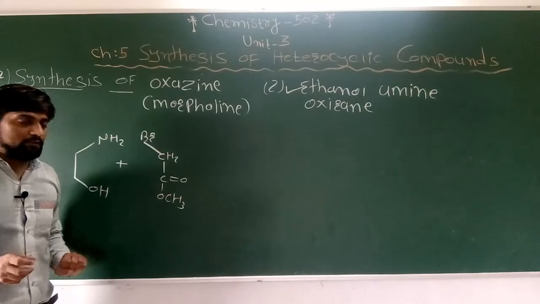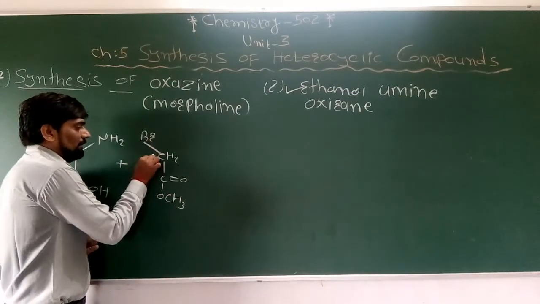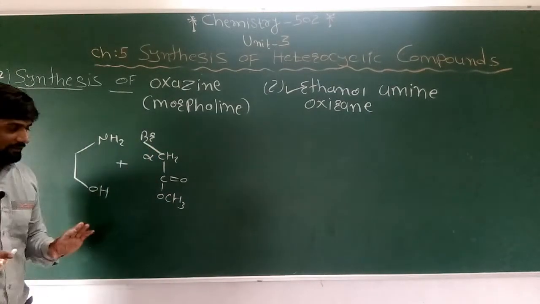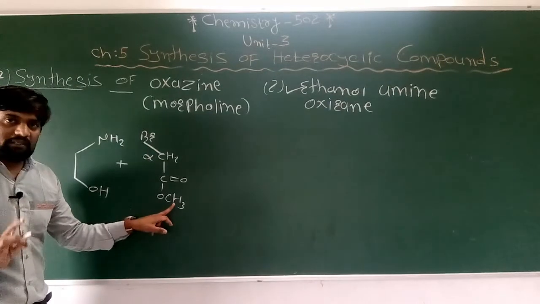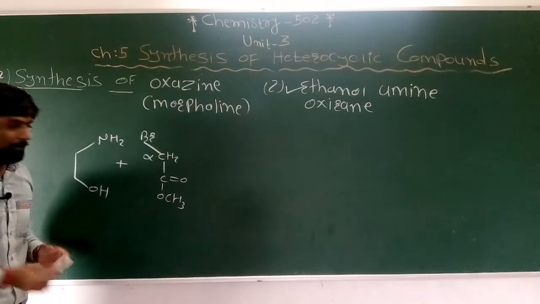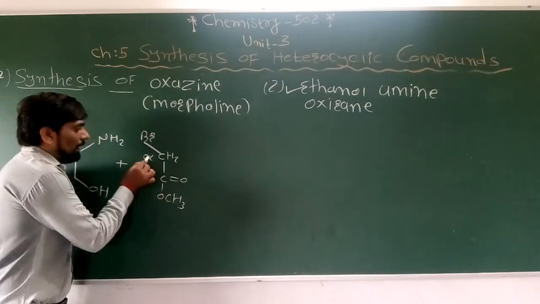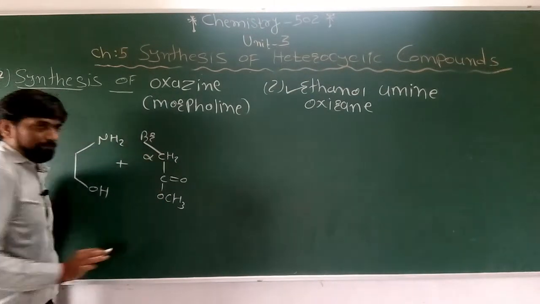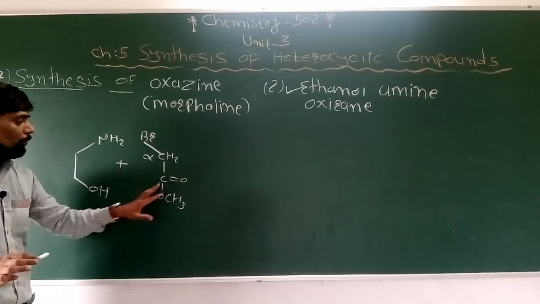Here is the methyl group, and here Br means alpha bromo. So this compound name is methyl alpha bromo acetate.